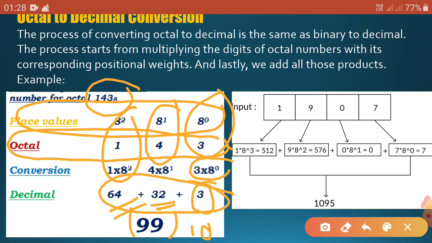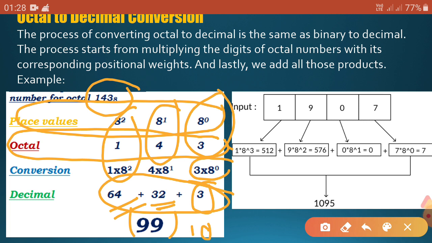So if we want to convert octal to decimal number system, we have to write the octal number first, then write the place values, then we have to multiply the place values with the numbers and then add those numbers.